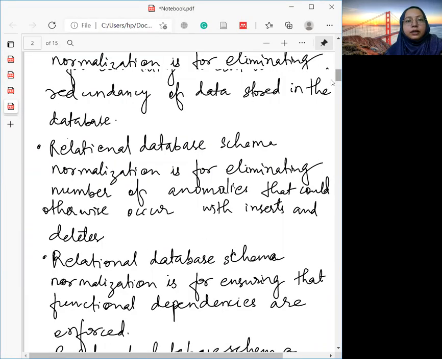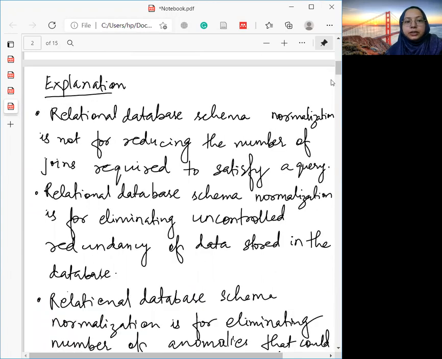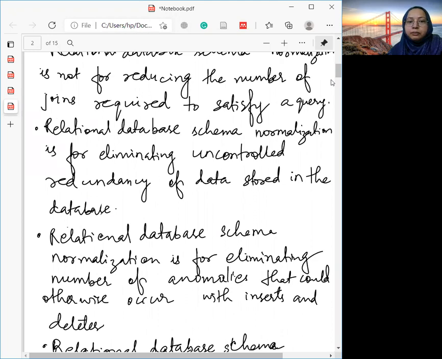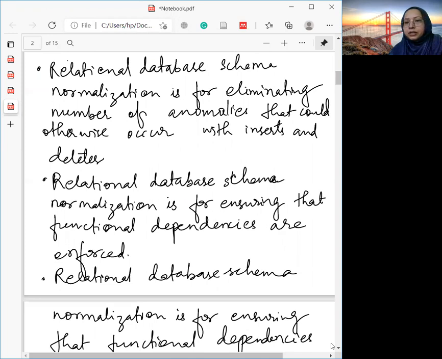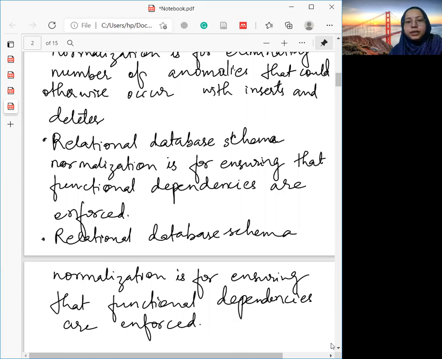Okay, so these are the explanation. Relational database schema normalization is for eliminating uncontrolled redundancy of data stored in the database. And the next, relational database schema normalization is for eliminating number of anomalies that could otherwise occur with inserts and deletes. And relational database schema normalization is for ensuring that functional dependencies are enforced. Hence, the option A is correct option.